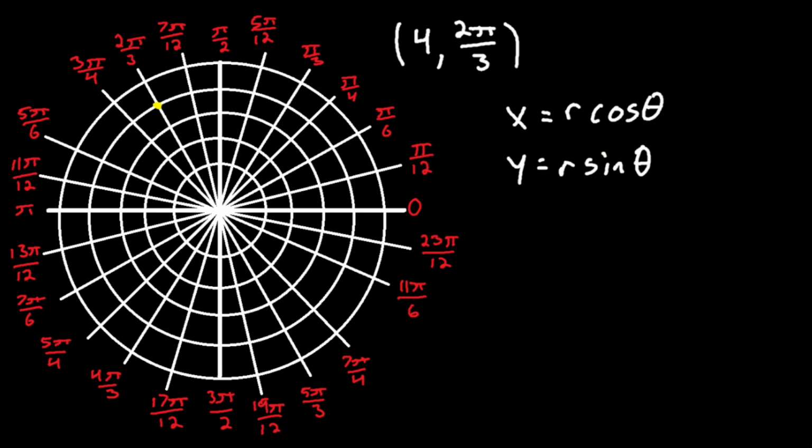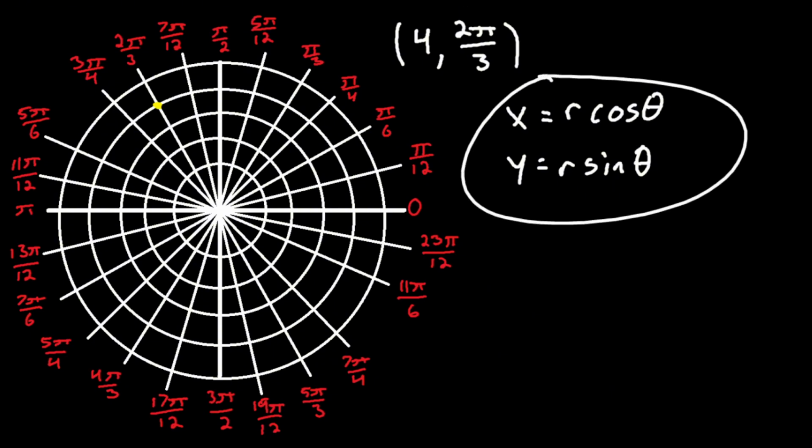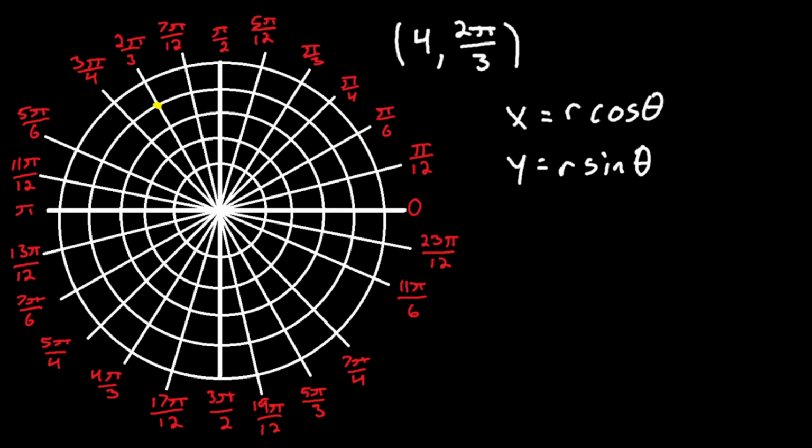And y is equal to r, the magnitude, times sine theta, the angle. It's very simple. You can memorize this if you want, but you can also know the logic of it. I'll explain that another time.